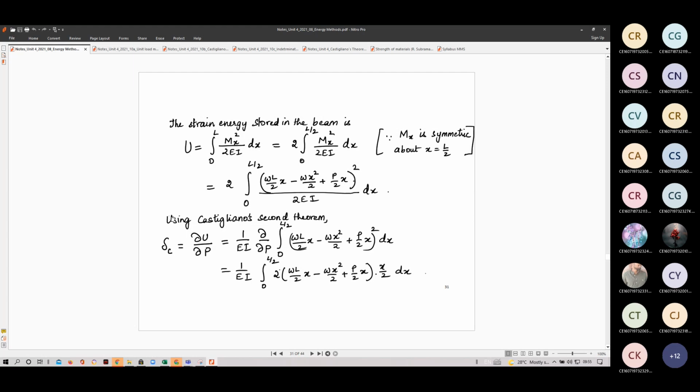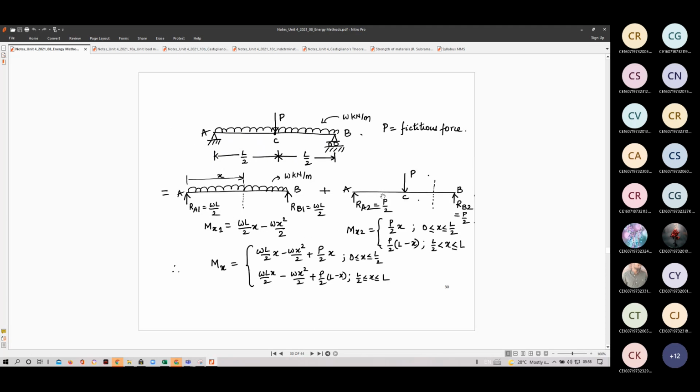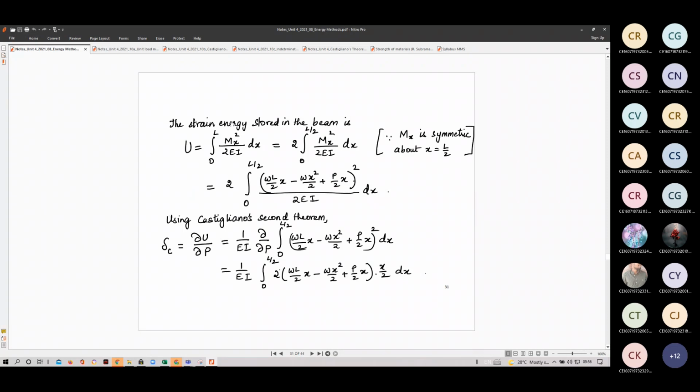Now, let us integrate. The only advantage is that this is symmetric. Both are symmetric bending moments. It may not always be so. So, for symmetric bending moment, integral 0 to L of M square by 2 EI, we can write as twice the integral 0 to L by 2. We write this expression, this is strain energy.